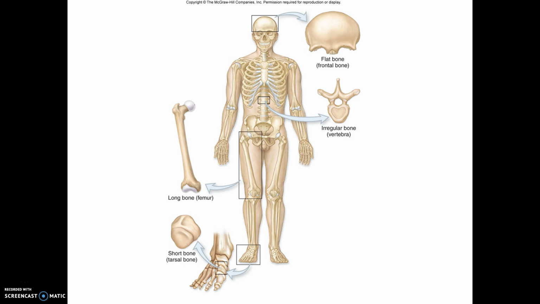Long bones tend to have greater length than width. So examples would include the humerus, the radius, the ulna, but also the metacarpals and even the phalanges. That distal phalanx, as small as it is, is classified as a long bone because it's longer than it is wide. Short bones have equal length and width. So the tarsals of the foot and the carpals of the hand are all considered short bones.